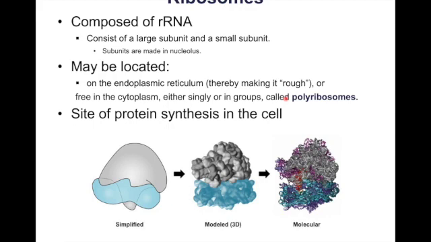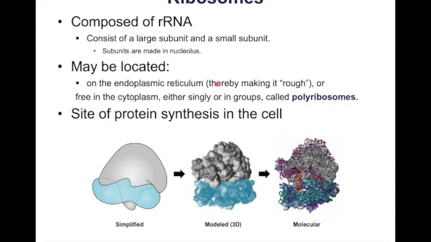Ribosomes, speaking of which, are composed of rRNA, so ribosomal RNA. They consist of two units, a large and a small subunit. They're made in the nucleolus. This is kind of what they look like. They call this a simplified version. You've got the large unit connected with a small. This is a little bit more what it might look like in 3D. And this is kind of trying to envision what it looks like all wrapped up and coiled.